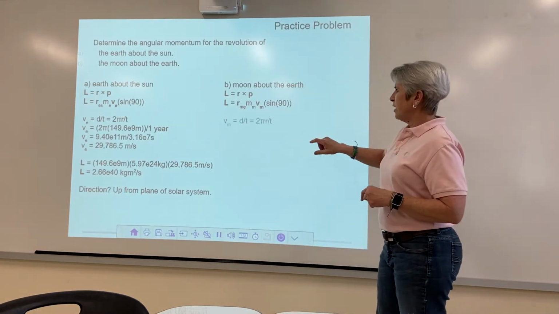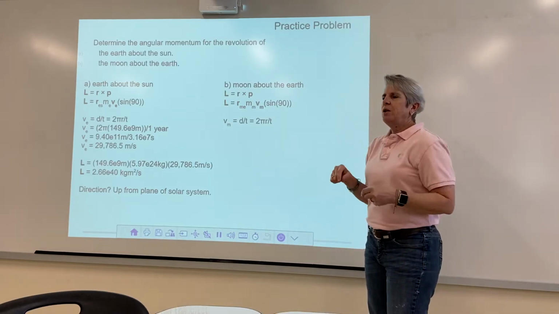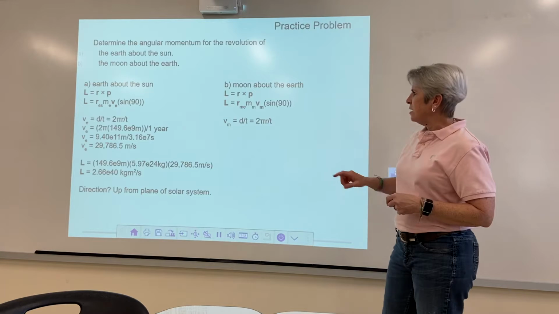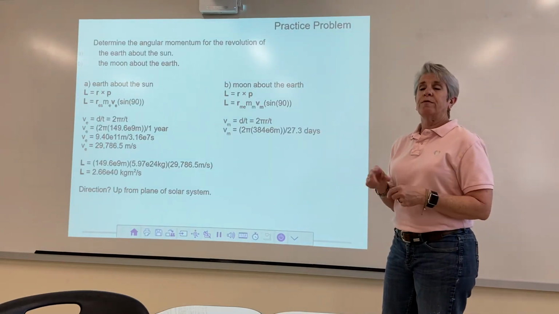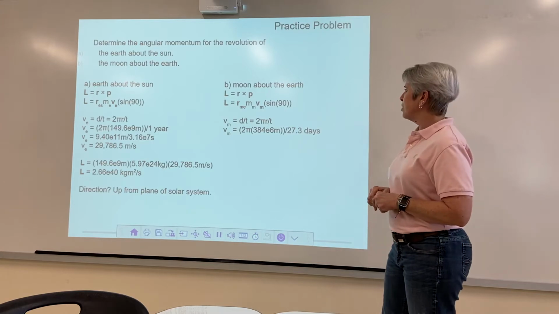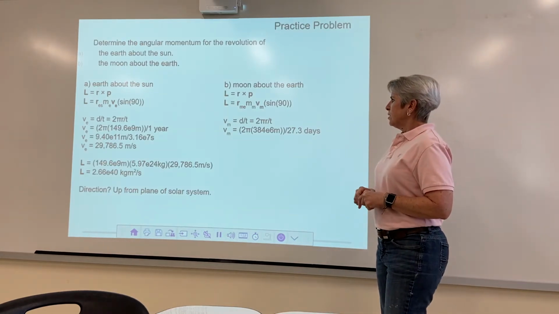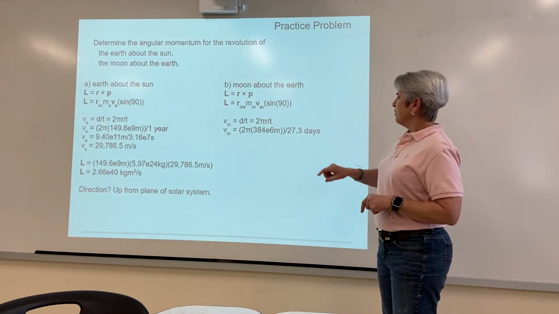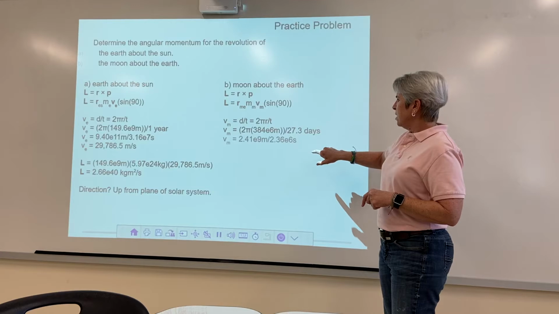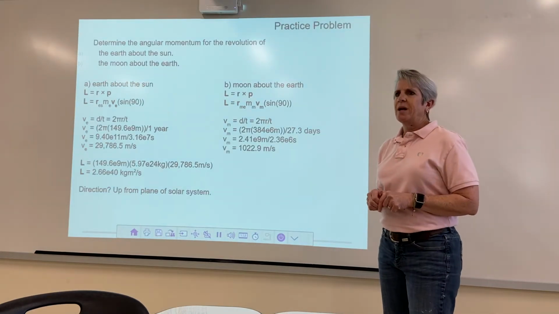So first let's figure out the velocity of the moon. Remember, that's simply just distance divided by time. So 2 pi r divided by t. But the t for the moon to go around the earth is the period of the moon's rotation. That's 27.3 days. So it'd be 2 pi times 384 times 10 to the 6 meters divided by 27.3 days. If we convert that to meters per second, we get a velocity of the moon to be 1,022.9 meters per second.